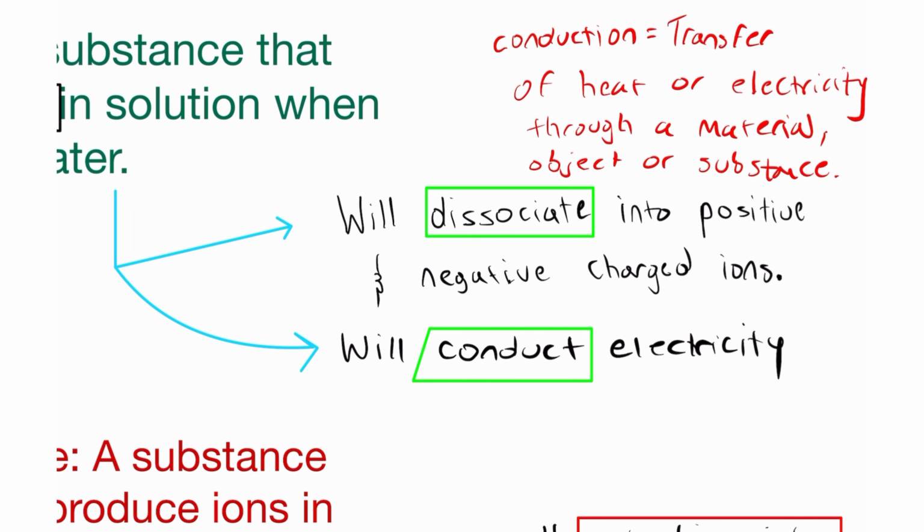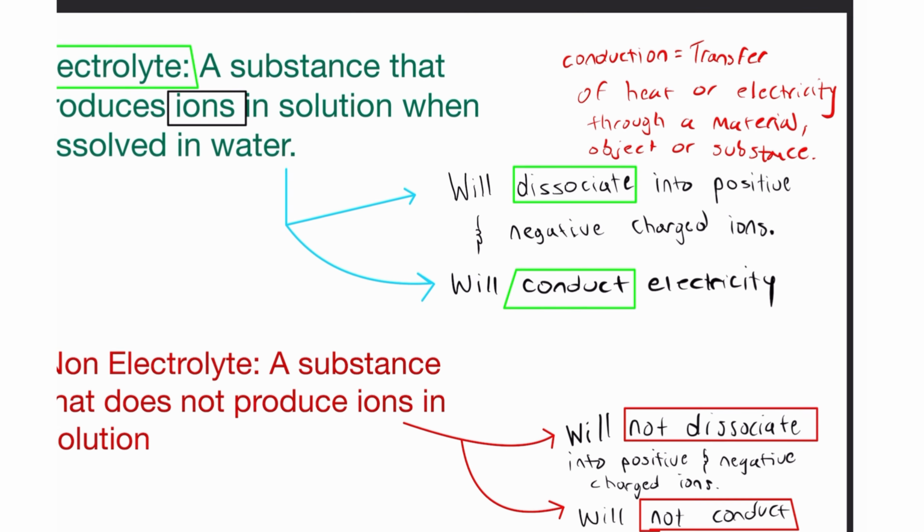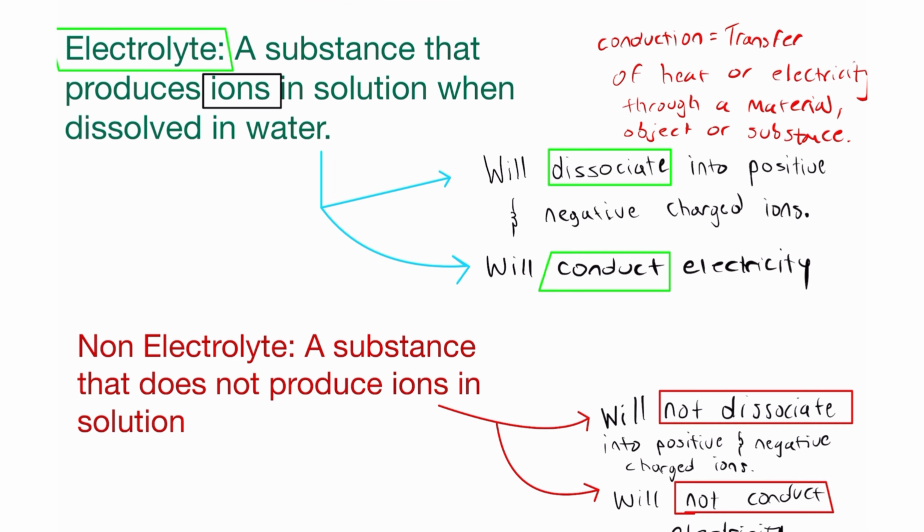No. What I really want to do here is cut out all the garbage, because in some of these definitions, there are so many other big words or things thrown in that you may not understand, and it deters you from understanding that original definition. So let's go ahead and dissect this. A substance that produces ions. This is an electrolyte. This is a substance that produces ions.